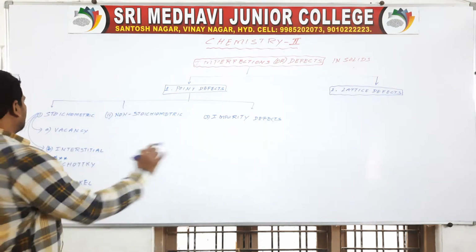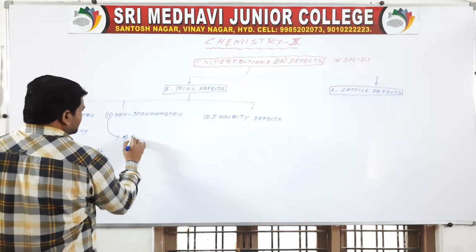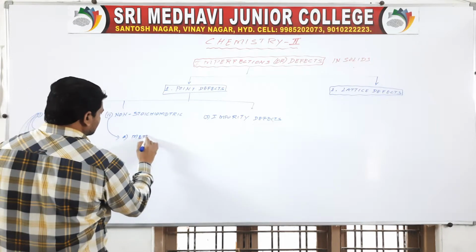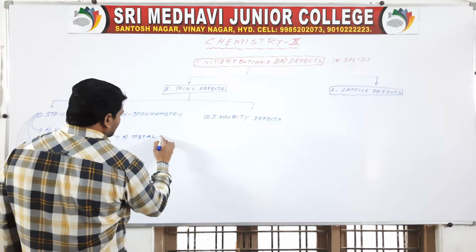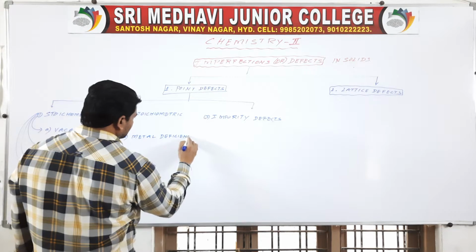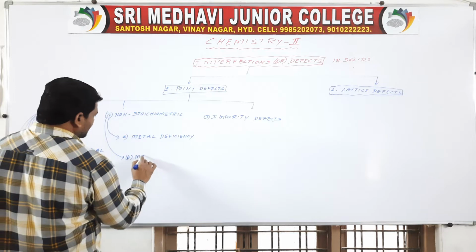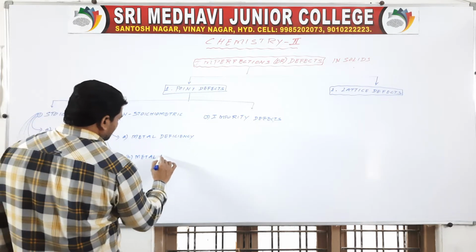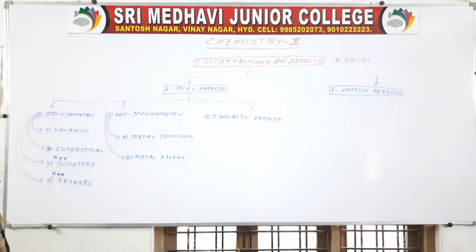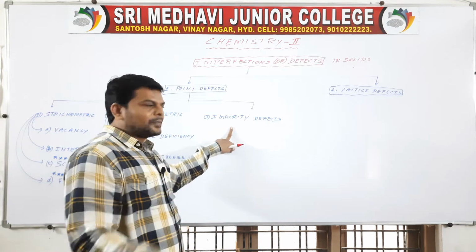Non-stoichiometric defects are again divided into two types. The first one is metal deficiency defect, and the other type is metal excess defect. Impurity defects is only one type.